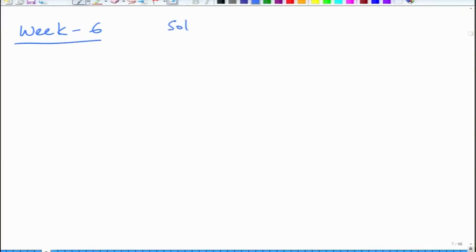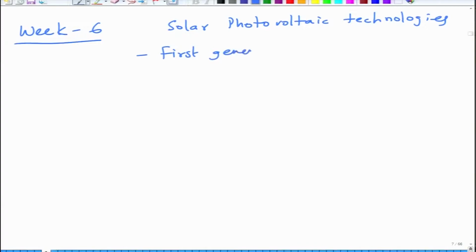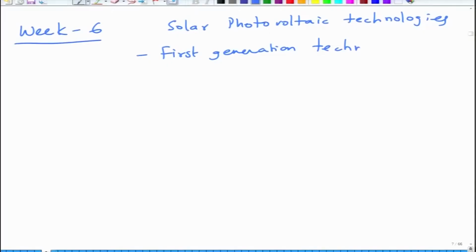start with the solar photovoltaic technologies, and in this first week we will discuss first generation solar technologies. The solar photovoltaic technologies are divided in 3 categories broadly. First one is first generation technology, which is primarily based on single crystal silicon, polysilicon as well as gallium arsenide. So first generation technologies, so basically single crystal silicon, gallium arsenide, polysilicon. Okay.